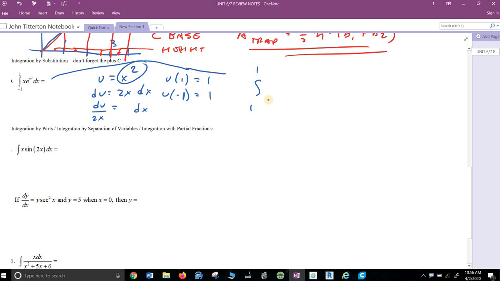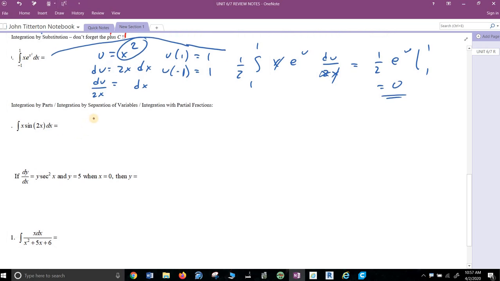Interesting. X just sticks along, e to the u. Alright, and dx is now du over 2x. Cancel, cancel. I pull the 1/2 out front. Integral from 1 to 1 of e to the u is just 1/2 e to the u from 1 to 1, which is 0. Neat problem, but it does show how to do substitution. And then integration by parts.